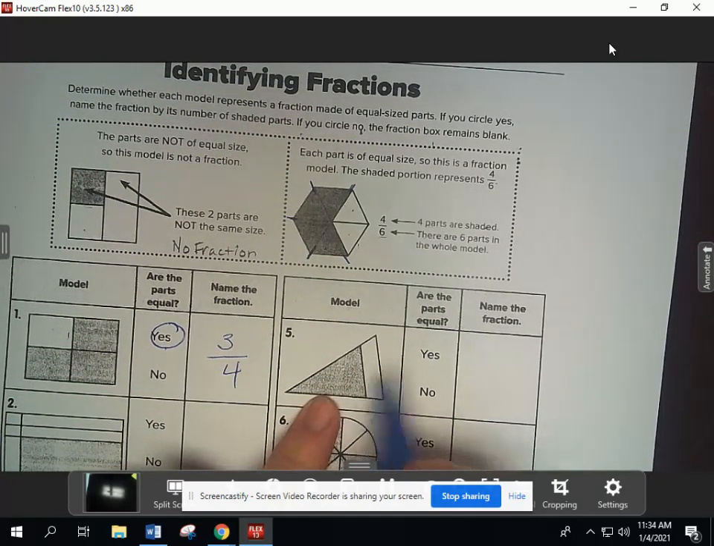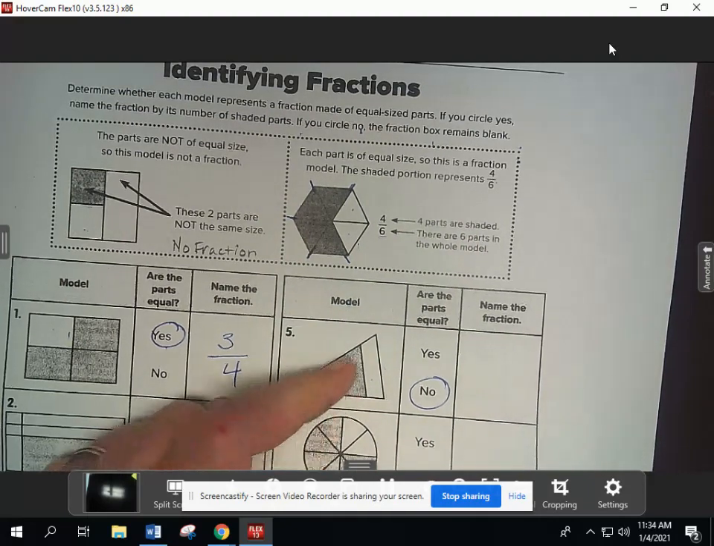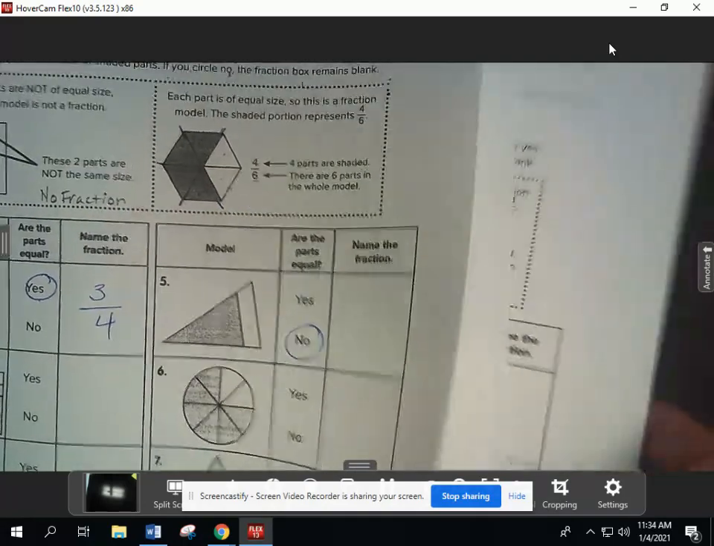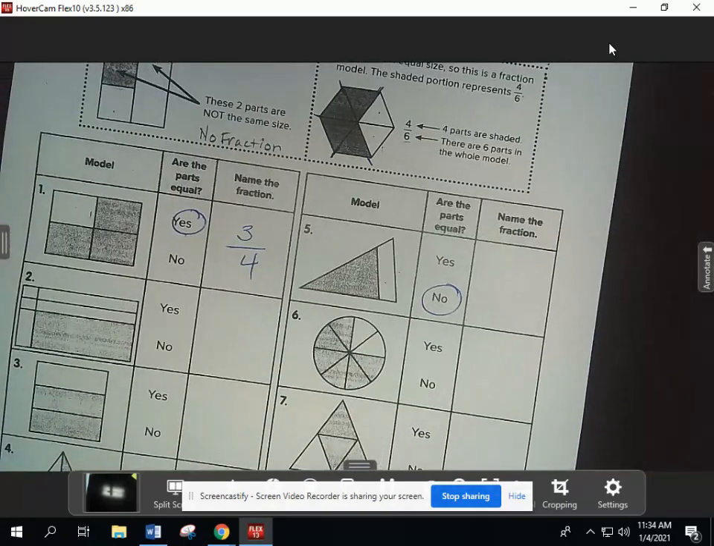Now we're going to do number 5 together. Looking at this, are the parts equal? No. Do we do anything else? No. Okay. Do you understand what you have to do? Yes. Like I said, this is only going to take you about 3 minutes. Put your name on the top, complete this, and hand it in. I want to see how well you were paying attention.